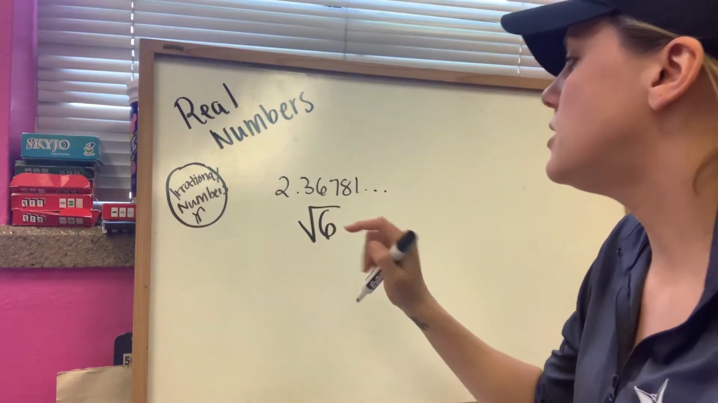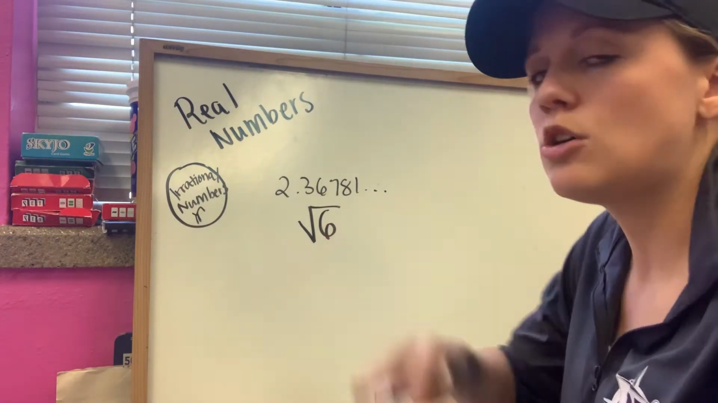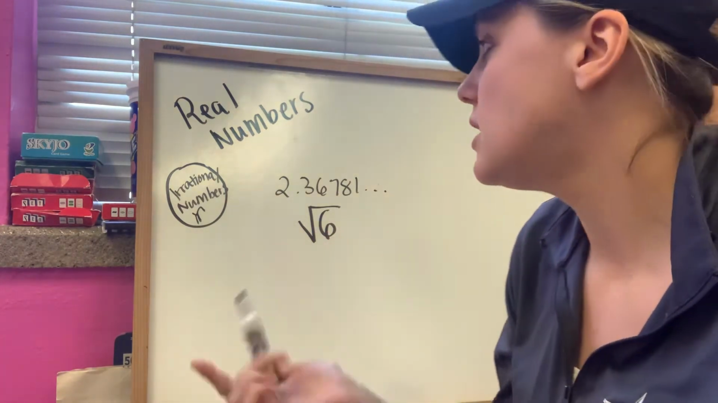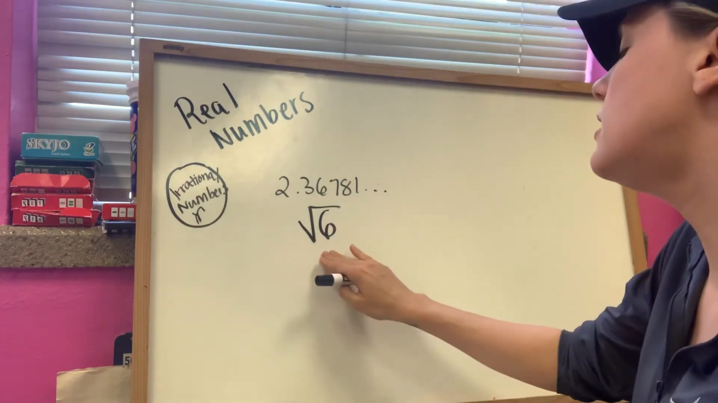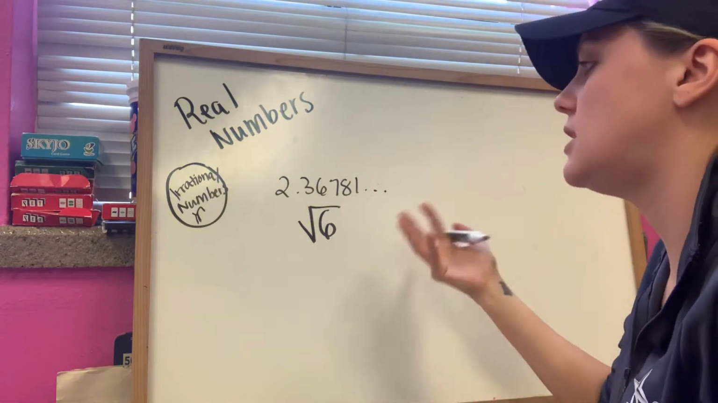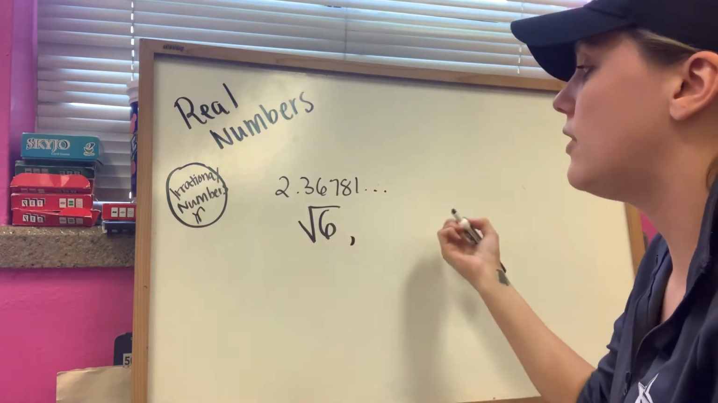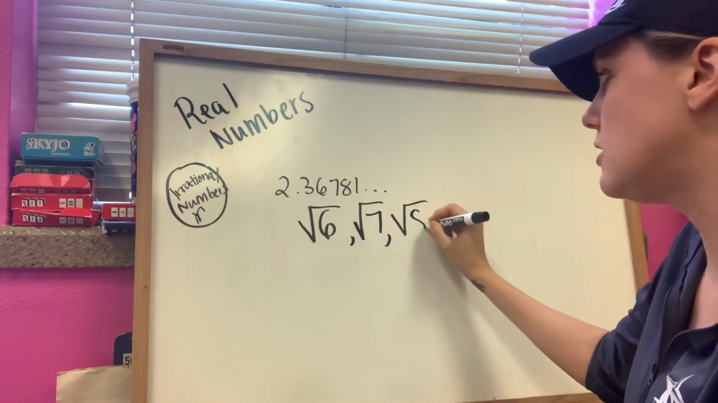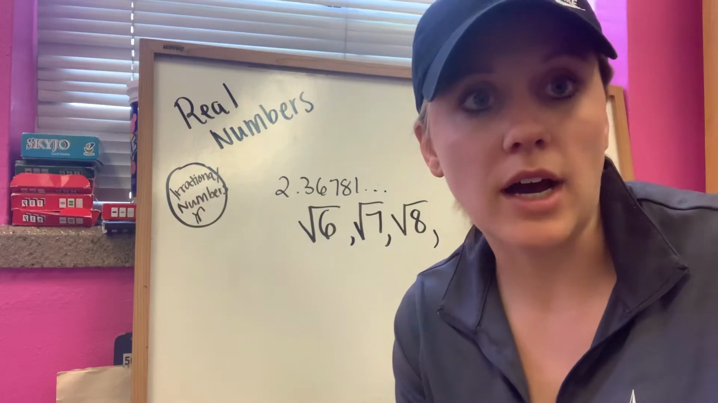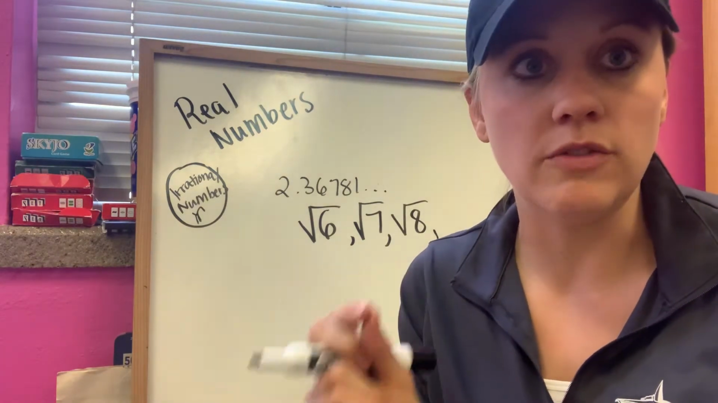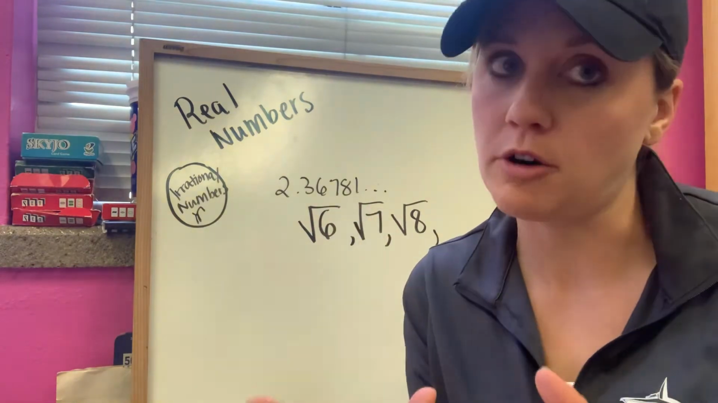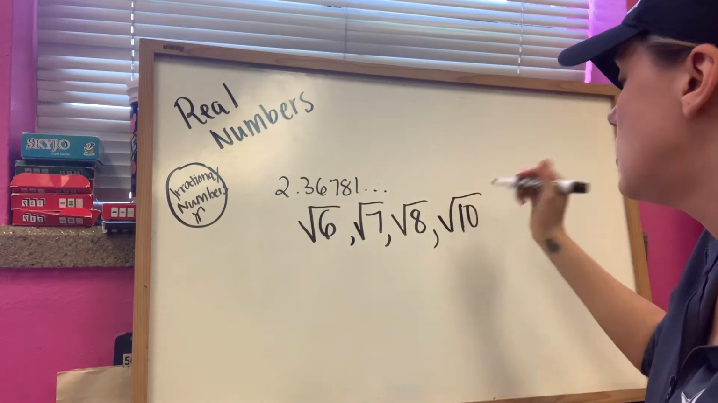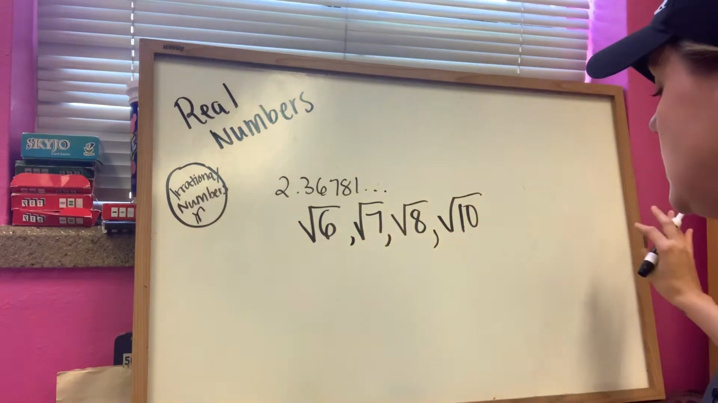So this is important to know. Whenever you have square roots that don't just give you one number as its answer, they're called non-perfect square roots. Those are all irrational. So I could literally name an infinite amount of irrational numbers. Another example of a non-perfect square root: square root of 7, square root of 8. These are all irrational numbers. The square root of 9 would not be irrational because the square root of 9 is 3. 3 times 3 is 9. It's a perfect whole number, okay? The square root of 10 would be irrational. And this could just continue on and on and on.